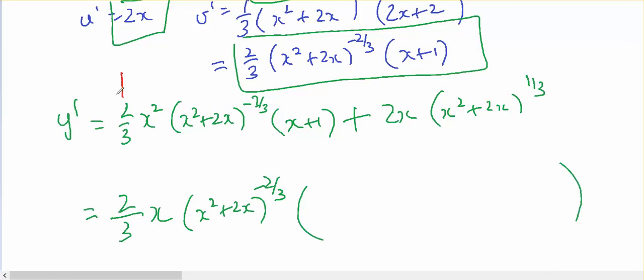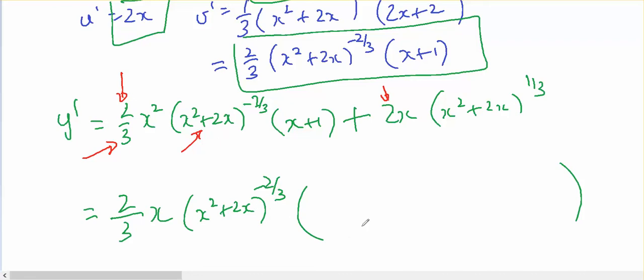I can take out the 2 because I've got a 2 in both of them. I wanted to take out the 1/3 so that I didn't have fractions left inside here, and I can take out of this factor of x squared plus 2x to the negative 2/3.